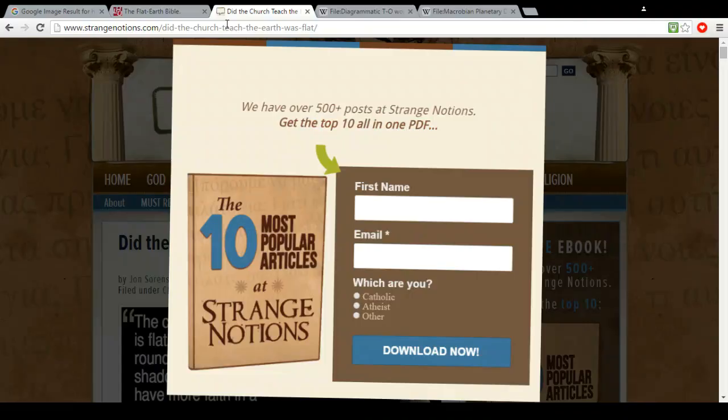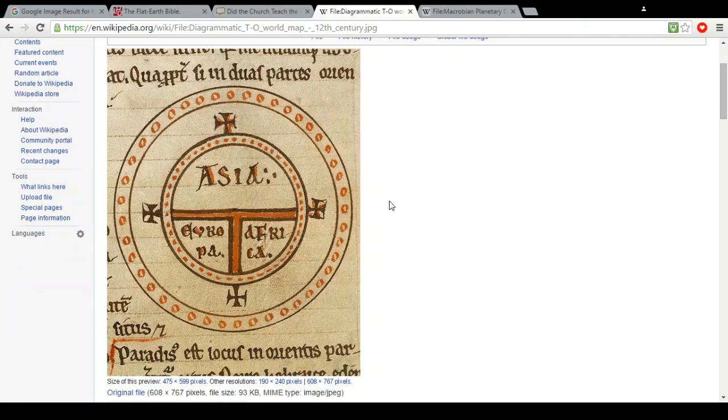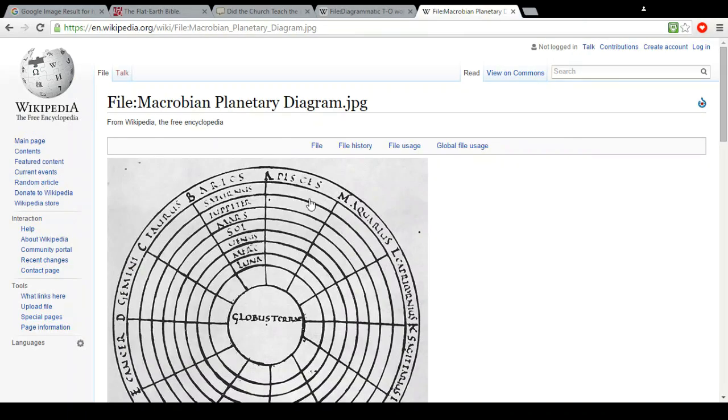So, I'm very happy to show you these things, and this is a diagram of a TO map from the 12th century. This is supposed to be how they observed the Earth: Asia, Europe, Africa. And this is the way they really thought of it. I can't read any of this, so I'm not even going to try, but this shows you a very early flat Earth map.